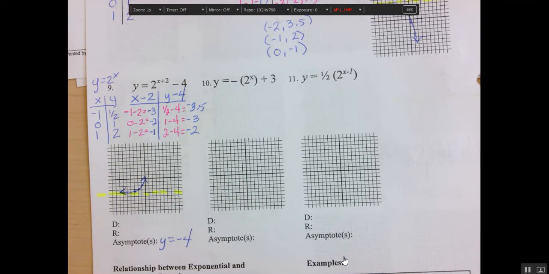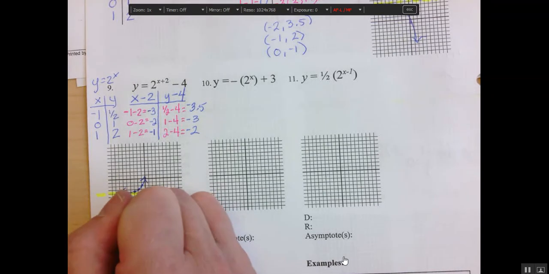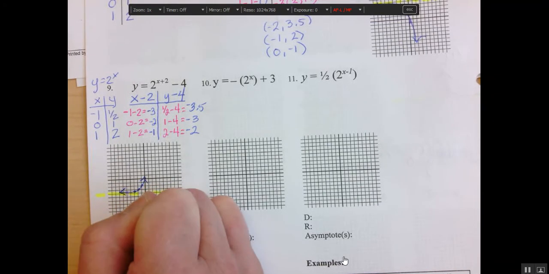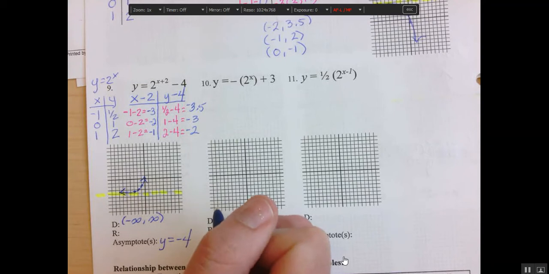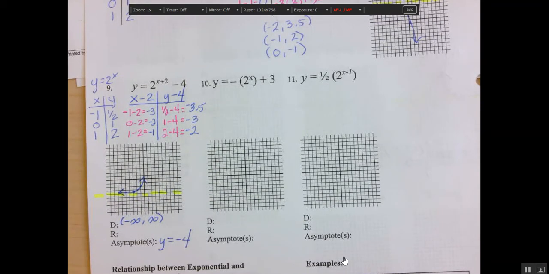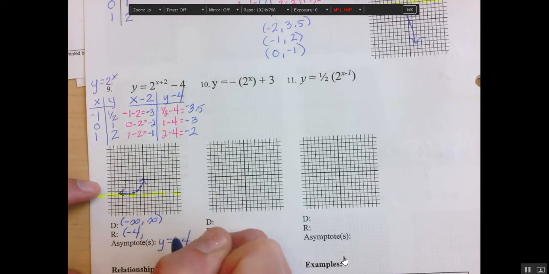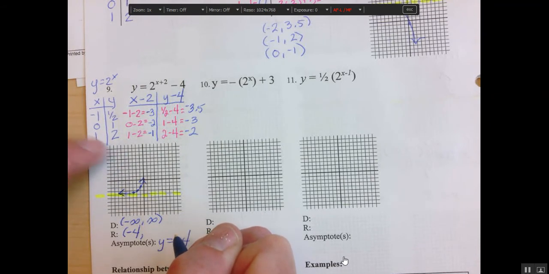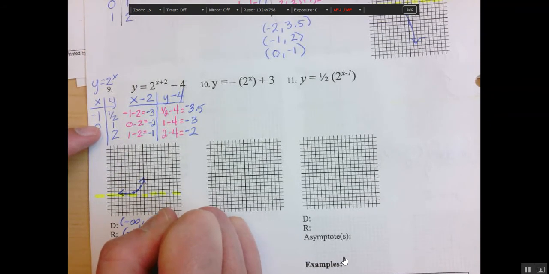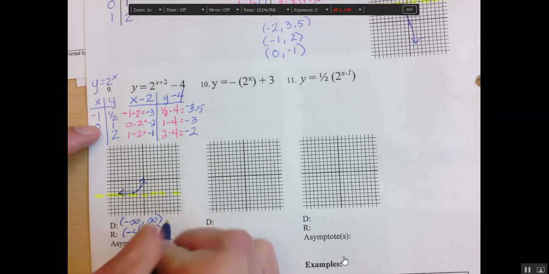All right, what's the domain going to be? That's right, EJ. Negative infinity to positive infinity for any exponential function. My range starts right after what number? It starts right after the negative 4. So I'm going to do parentheses negative 4 to not include it, and it goes up to what? Infinity. Good. All right, so I'm going to pause here and give you a chance to try the next one.